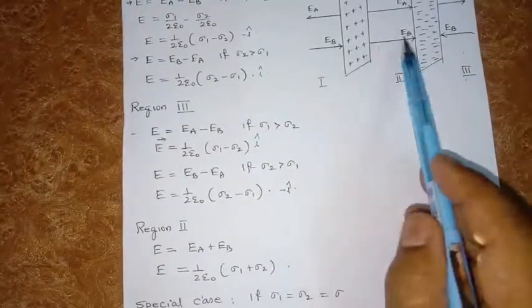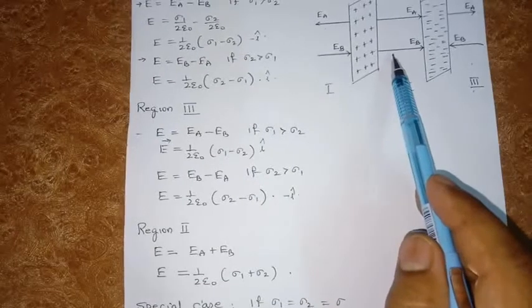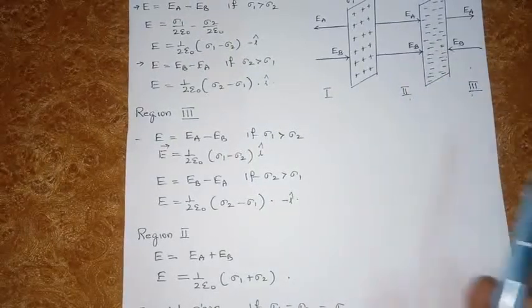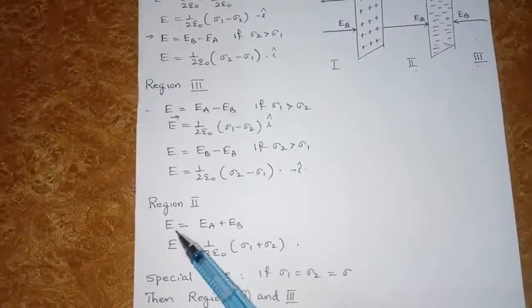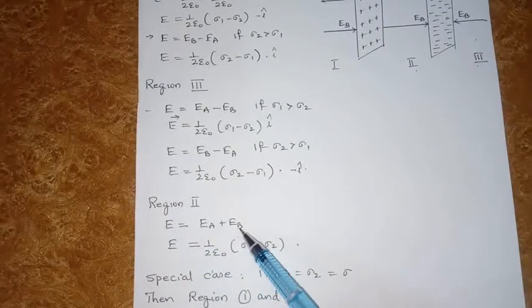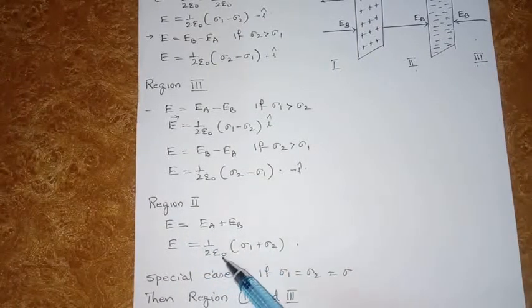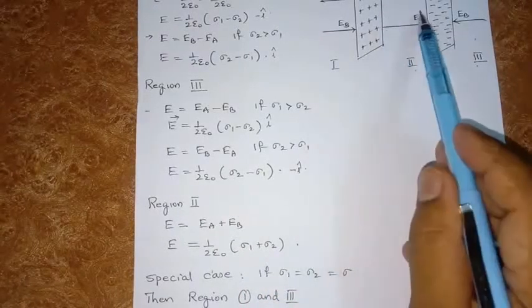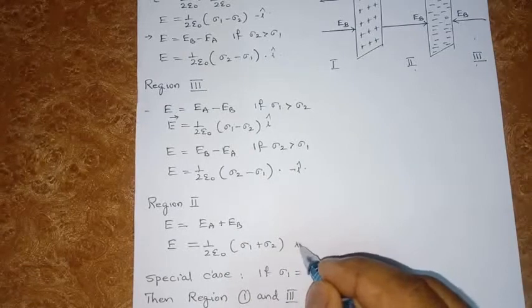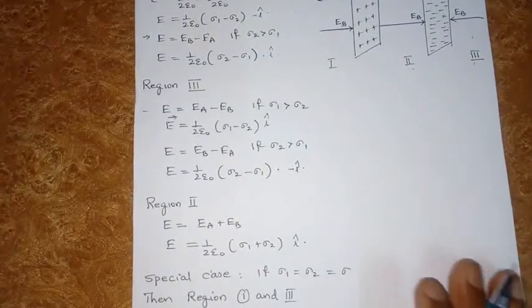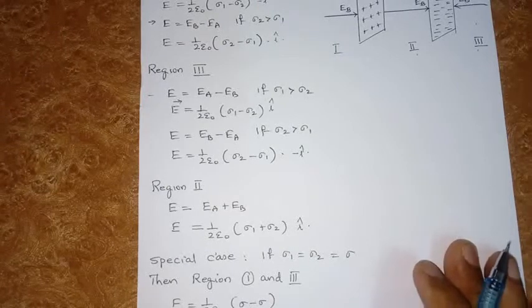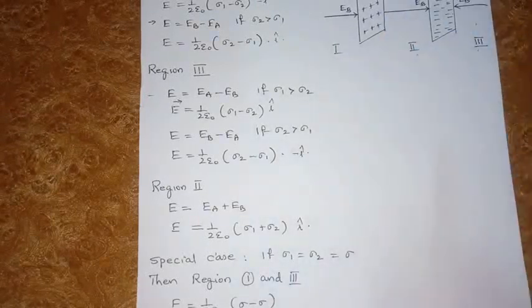Now look at the middle region. In the middle region, the arrows indicate that the electric fields due to plus charge and minus charge, EA and EB, are in the same direction. Therefore, the net electric field E is equal to EA plus EB. E is equal to 1 by 2 epsilon 0 times (sigma 1 plus sigma 2). The direction of the net electric field will be in the direction of i. So these are the three different regions and the electric field due to these charged plates in each region.